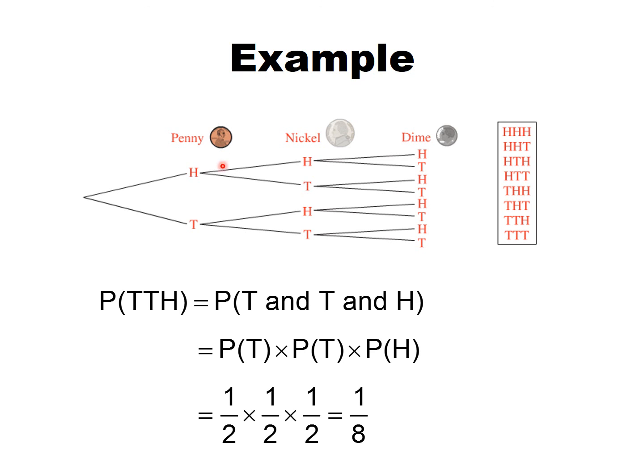Because on the penny, I've got 2 outcomes, and each one is equally likely. Same for the nickel, same for the dime. And then I just do that multiplication. 1 times 1 times 1 is 1. 2 times 2 times 2 is 8. I get 1/8. So there's my probability of getting tails, tails, heads. That didn't involve listing my outcomes or even really counting my outcomes. It was just break it down, use the multiplication principle, and we're all done.